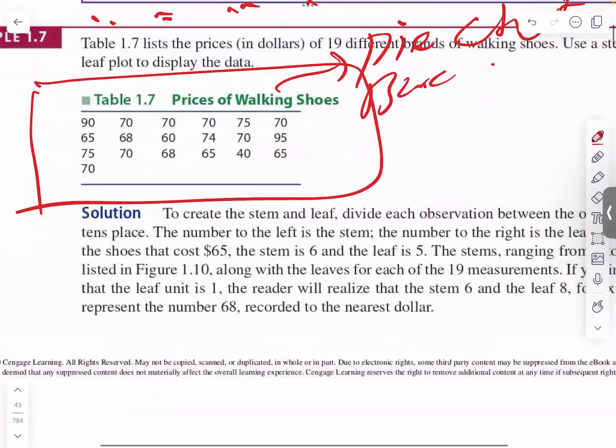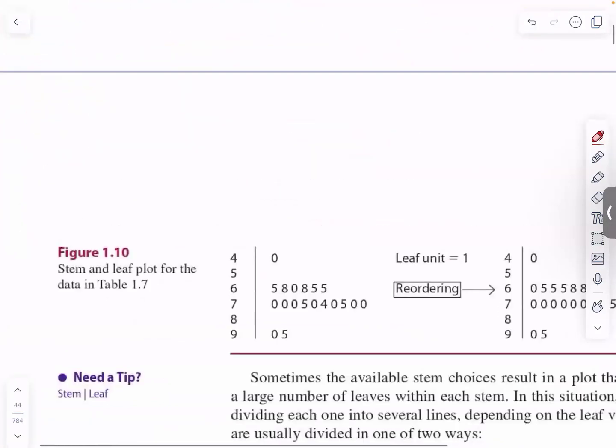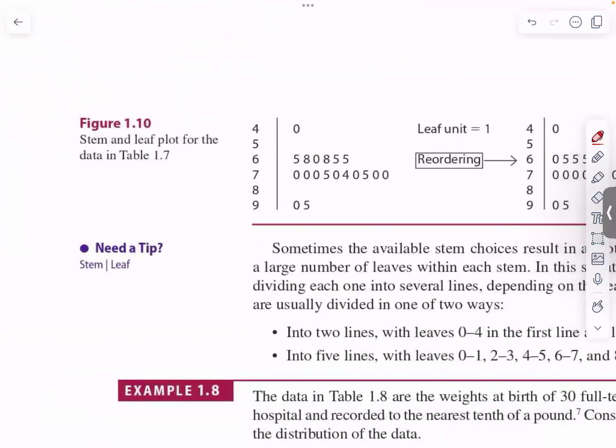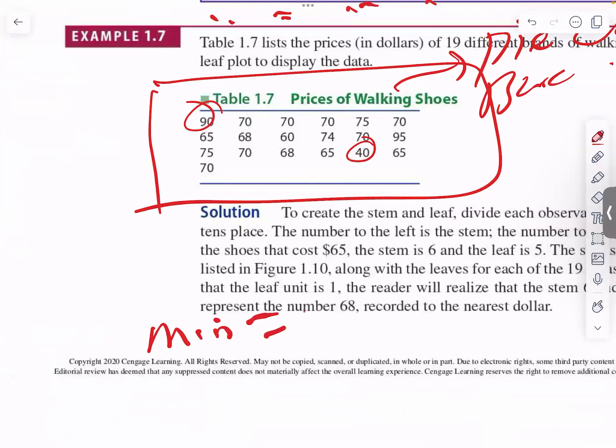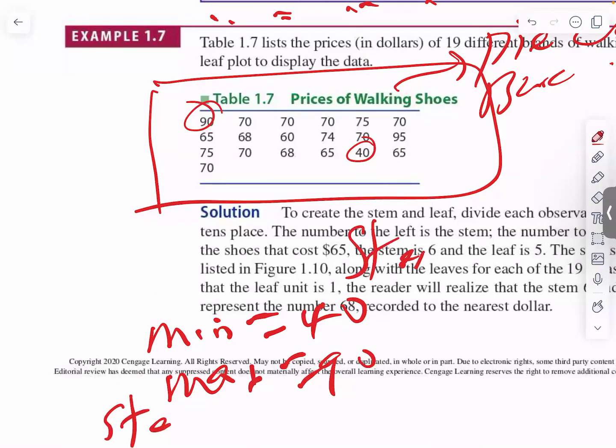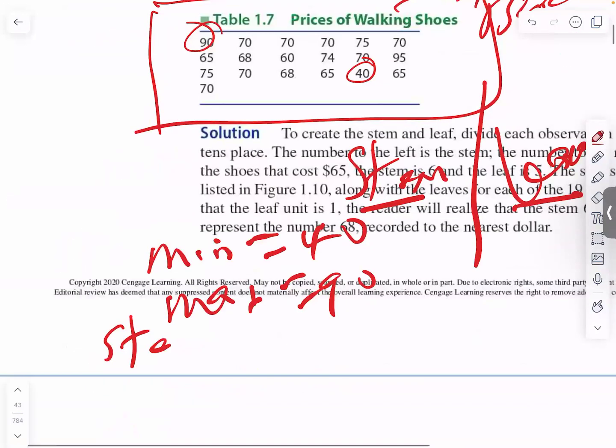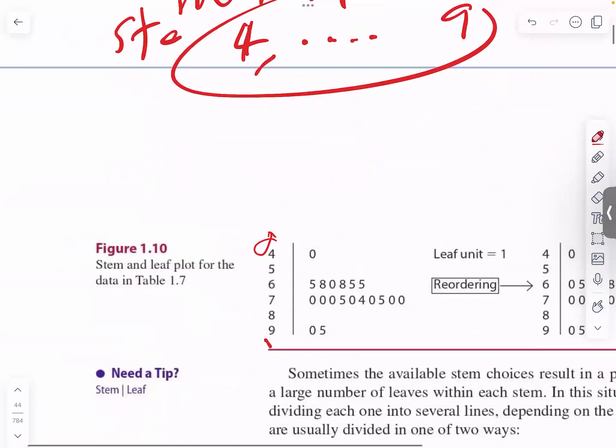Now you have to look for the minimum here. Minimum is 40. The maximum is 90. So you have all of them from 4 to 9. So the stem has to be what? 4 to 9. Does it make sense? See, the minimum equals 40. Maximum equals 90. So you have to use your stem, because you have stem and leaf on this side. Leaves here, stems here. So your stems have to range from 4 to 9. Okay, so 4 to 9.